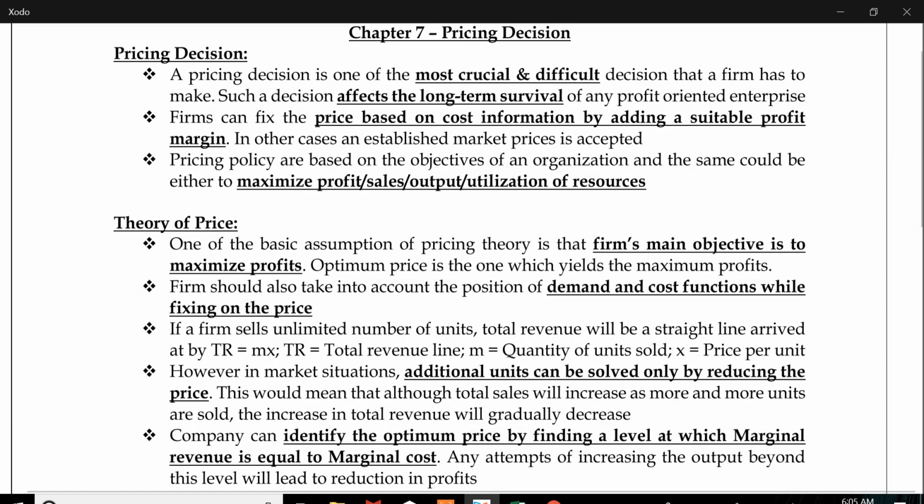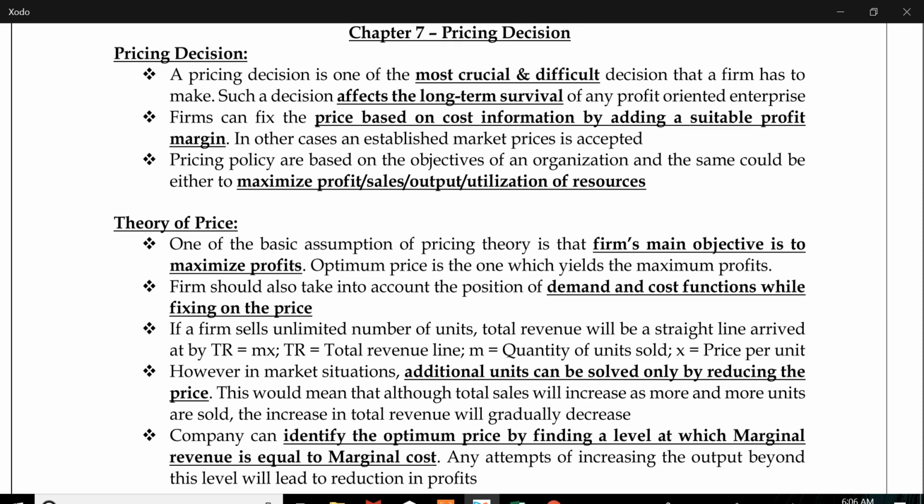It's going to be a combination of case studies and problem solving as far as this chapter is concerned. Let me first explain the initial part of the theory in this area, and then we move ahead and start solving questions. Now, as far as pricing decision is concerned, we start with something called the theory of price.